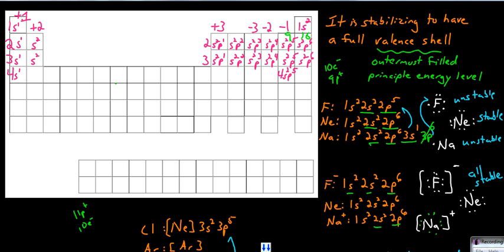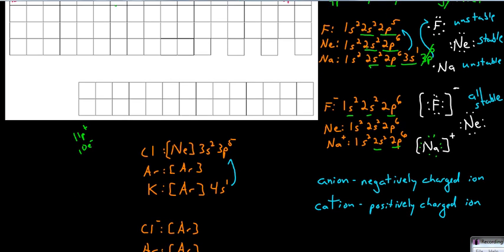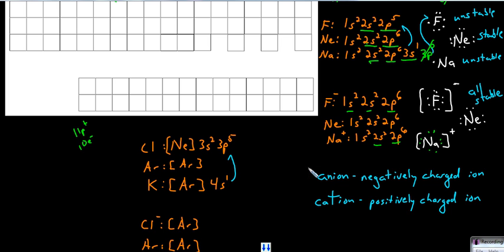Now, negative and positive charged ions have different names. An anion, fluoride as an example, is a negatively charged ion. And a cation, sodium ion as an example, is a positively charged ion. These are easy to remember if you remember that cation: you see the T here? That almost looks like a positive charge. So cation with the big T, that's positive.